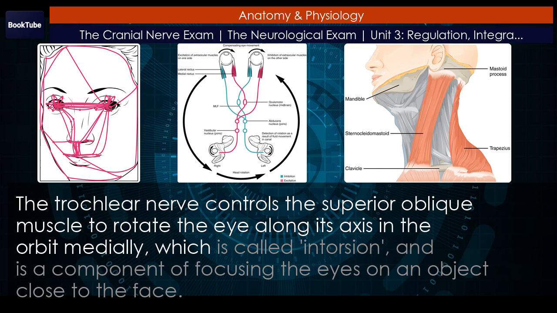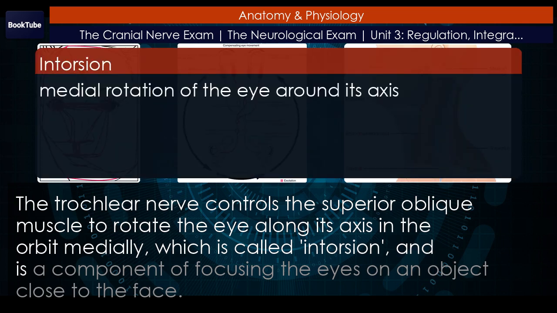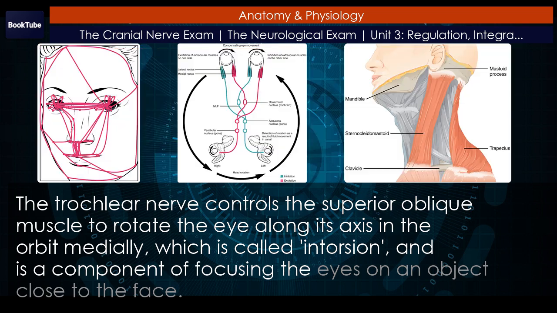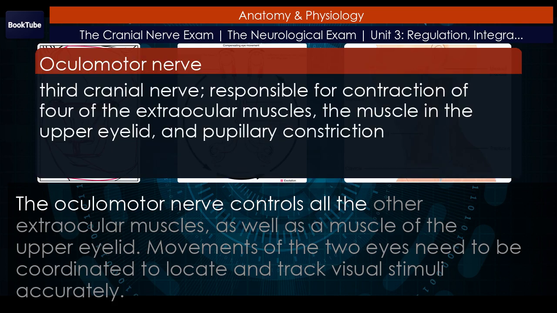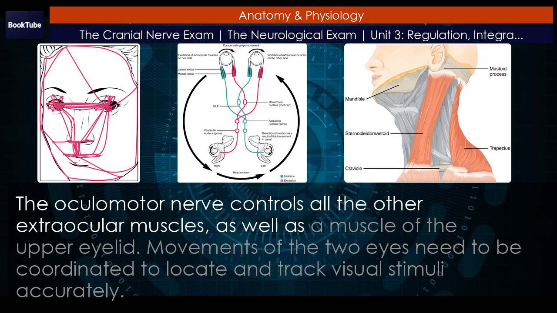The trochlear nerve controls the superior oblique muscle to rotate the eye along its axis in the orbit medially, which is called intorsion, and is a component of focusing the eyes on an object close to the face. The oculomotor nerve controls all the other extraocular muscles, as well as a muscle of the upper eyelid. Movements of the two eyes need to be coordinated to locate and track visual stimuli accurately.